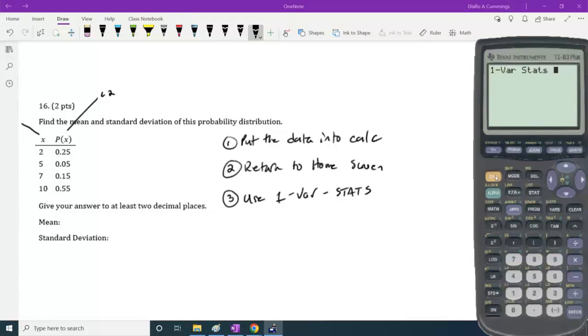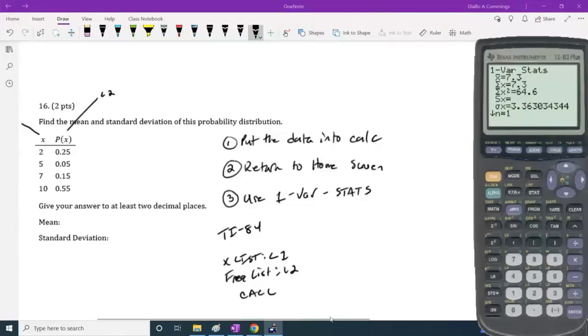Now for my 83, I'm going to simply put in L1, L2. But if you have a TI-84, I believe it is X list should be L1, and then frequency list is L2, and then I think there's a calculate at the bottom. Right? But on mine, I have to put in L1, L2. I'm going to hit enter.